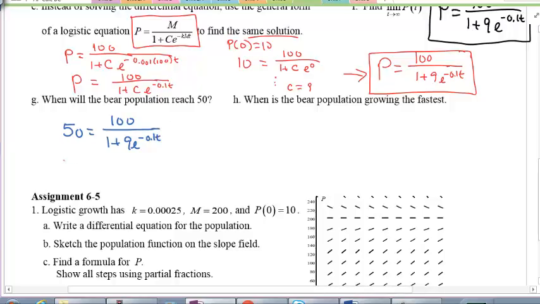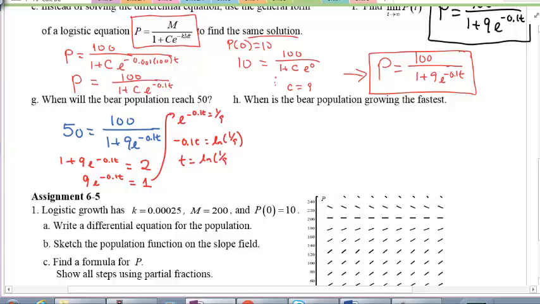If you need my help, I'd say 1 plus 9 e to the negative 0.1 t equals just 100 divided by 50, or 2. Right, just rearranging them around. Subtract 1 on both sides. Divide by 9 on both sides. Take the natural log on both sides. And then you should be able to solve for t. And I believe the answer here, if you don't want to do it yourself, is about 21.972 years. So after about 22 years, you'll get 50 bears.